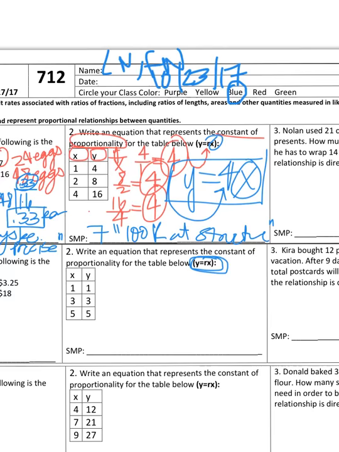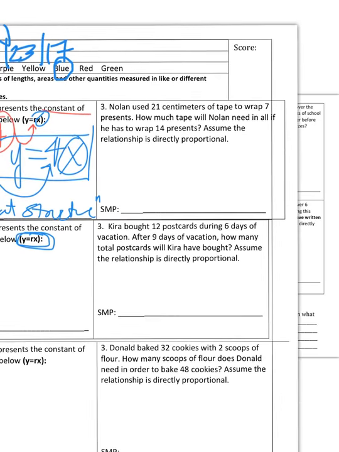Number 3. It says, Nolan used 21 centimeters of tape to wrap 7 presents. Well, let's start annotating. 21 centimeters of tape to wrap 7 presents. How much tape will Nolan need in all if he has to wrap 14 presents? Assume the relationship is directly proportional. So if something is directly proportional, you could set it equal to each other. So what's your first ratio? Your first ratio is given to you in your first sentence. 21 centimeters to 7 presents.